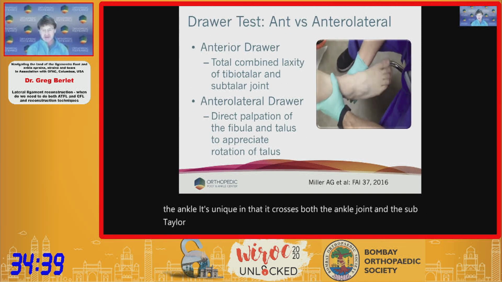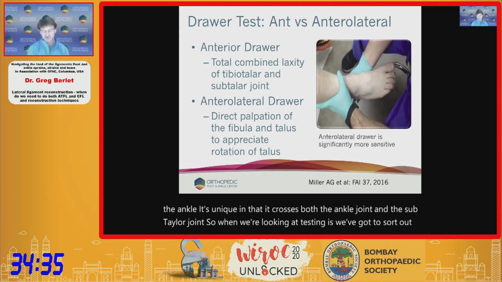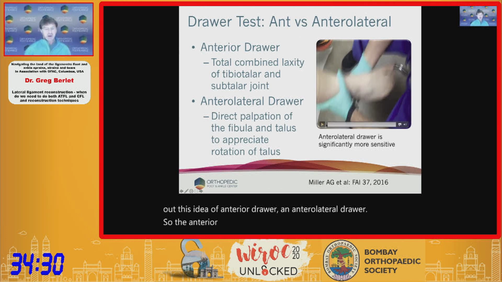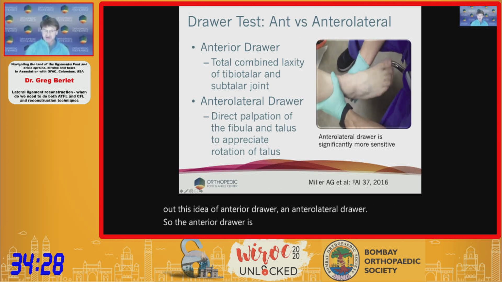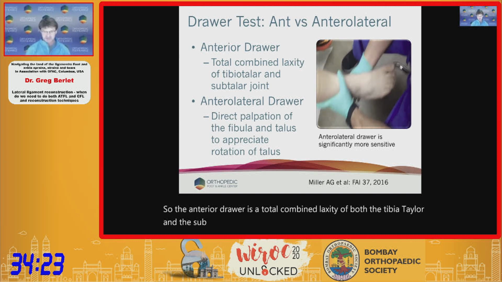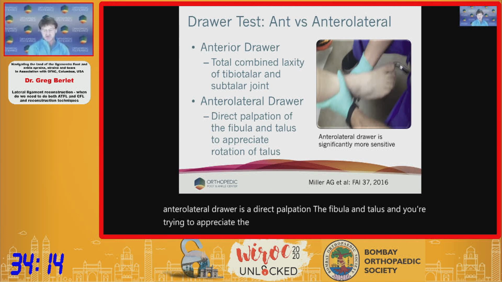So when we're looking at testing, we've got to sort out this idea of anterior drawer and anterolateral drawer. The anterior drawer is a total combined laxity of both the tibiotalar and the subtalar joint, so that's a direct anterior pull. Whereas the anterolateral drawer is a direct palpation of the fibula and talus, and you're trying to appreciate the rotation of the talus. The anterolateral drawer is more sensitive for ankle instability than the anterior drawer.